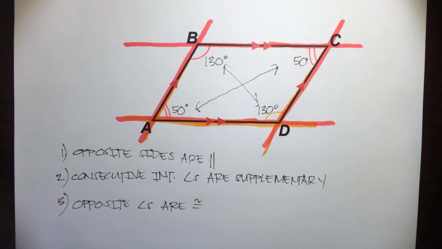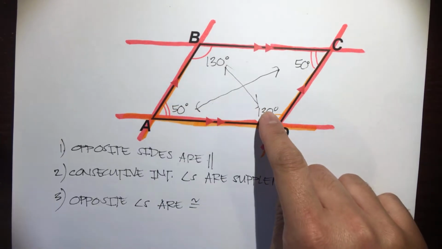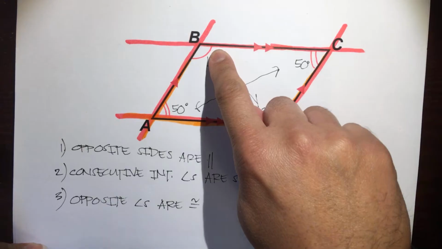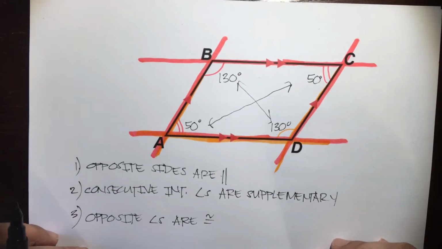So here are facts 2 and 3. Consecutive interior angles add up to 180 degrees, and opposite angles are congruent. Remember those. Put those in your heads, okay?